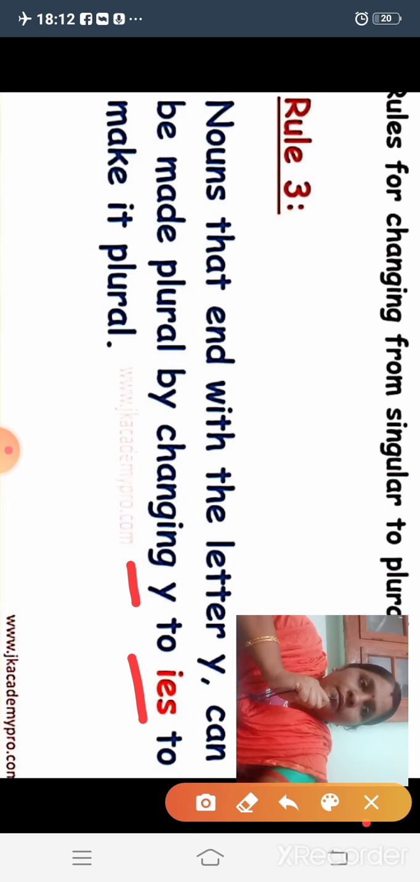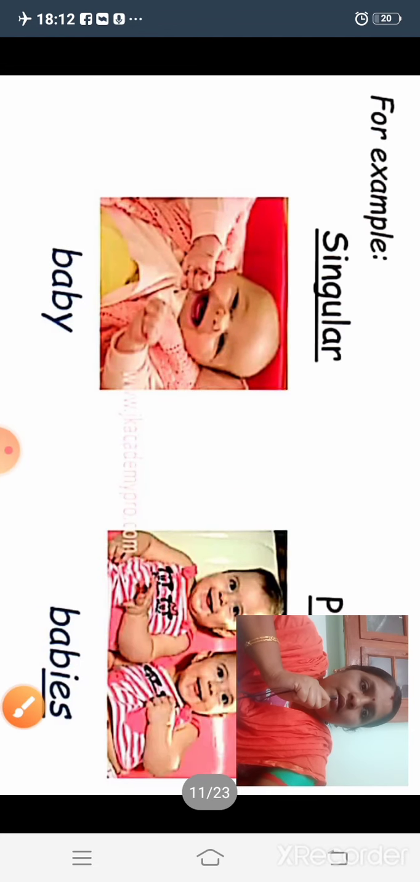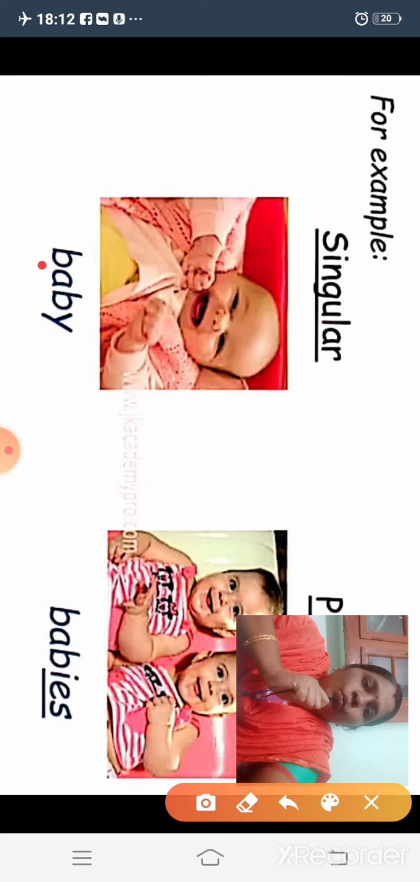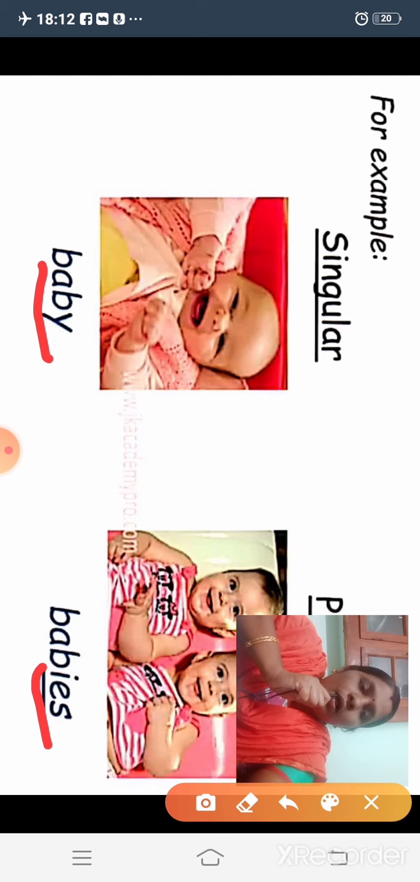For example, look at this word, baby, B-A-B-Y. That is a word that ends with the letter Y. Okay. So according to the rule, we have to change the Y to IES to make it into plural form.